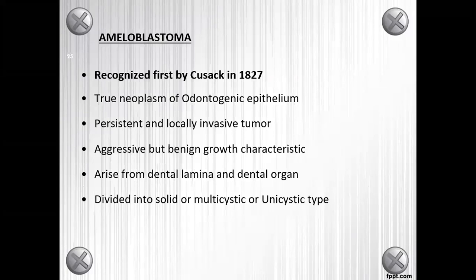Next is ameloblastoma. Ameloblastoma was recognized by Cusack in 1827. It is a tumor which arises from the odontogenic epithelium. It is persistent and locally invasive, with aggressive but benign growth characteristics. It arises from the dental lamina and dental organ, and is divided into solid, multicystic or unicystic.